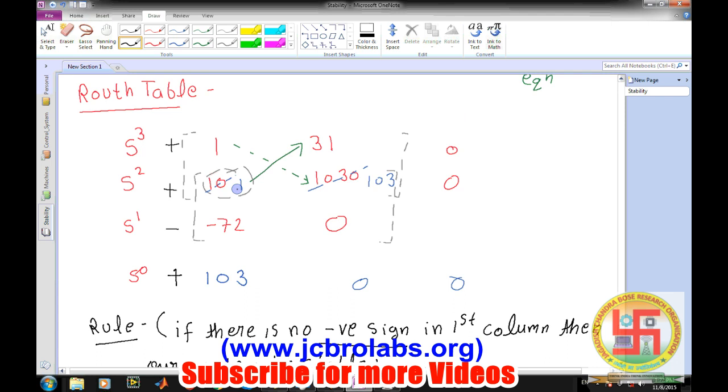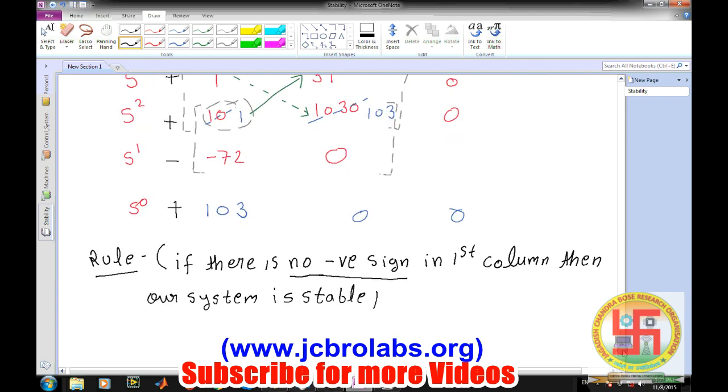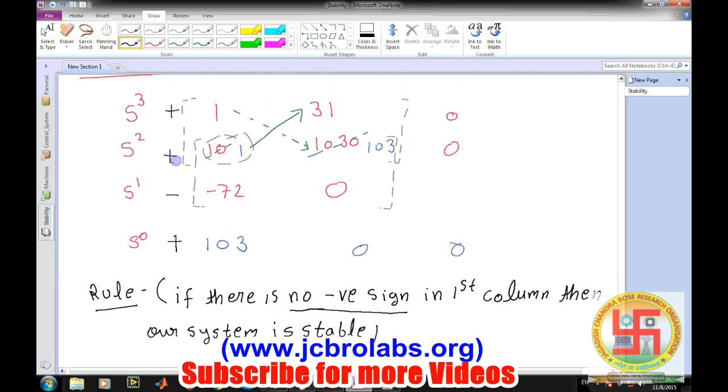Obviously the opposite of it: if there is a negative sign in this first column, then our system will be unstable. So just by looking at this table, we can find, okay, this is plus, this is minus, one negative sign is there, so our system is unstable. So we can say this system is unstable.